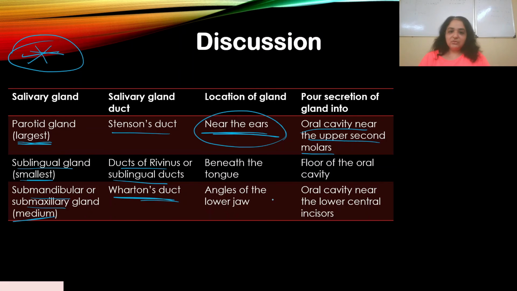Okay, so the sublingual gland is located beneath the tongue. Just associate that with lingual, beneath the tongue. The floor of the oral cavity is where they pour their secretion. And third is the submandibular gland, which is located in the angles of the lower jaw. They pour their secretion into the oral cavity near the lower central incisors.